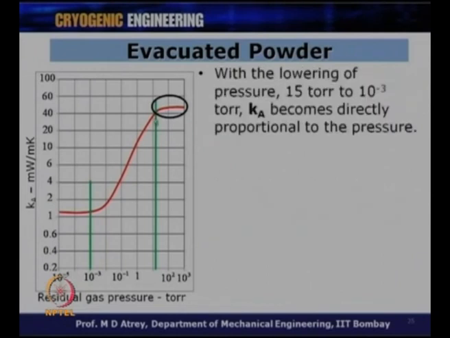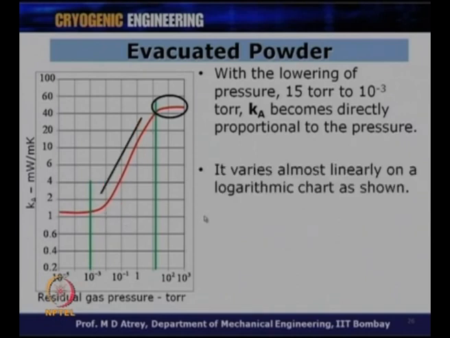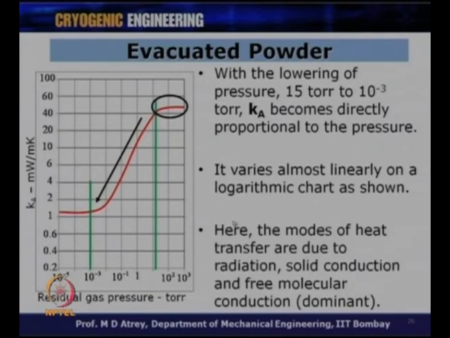All right. If you reduce the pressure further from 15 torr to let us say 10 to the power minus 3 torr, we can see that the apparent thermal conductivity is linearly changing. With the lowering of pressure from 15 torr to 10 to the power minus 3 torr, Ka becomes directly proportional to the pressure. You got almost a straight line, and therefore it is showing a linear variation or a linear decrease if I decrease the pressure from 15 torr to 10 to the power minus 3 torr. And this is a very important thing. Having reached this lowest value, it varies almost linearly on the logarithmic chart as shown over here.